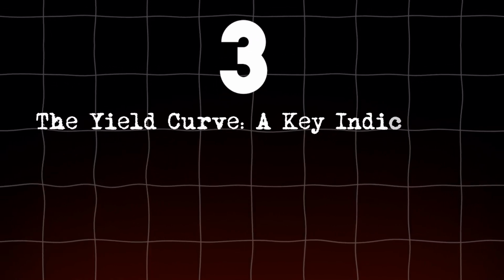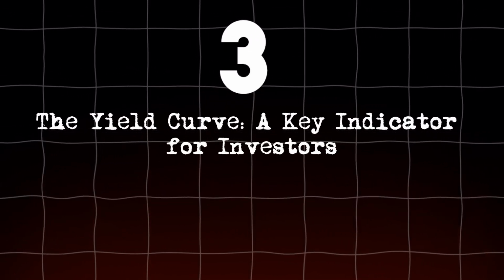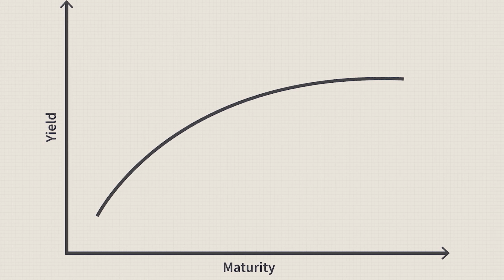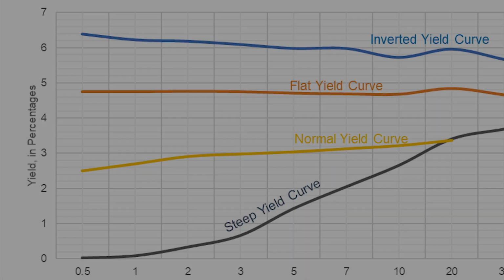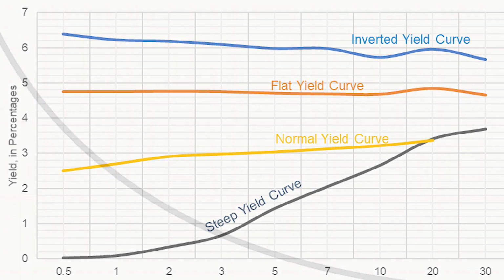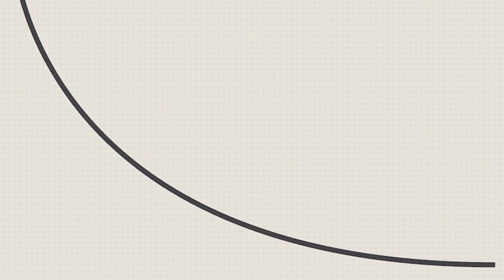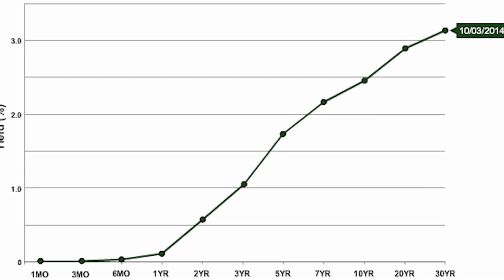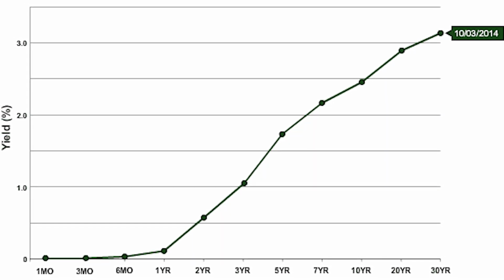3. The yield curve, a key indicator for investors. The yield curve is a central tool that investors use to assess future economic developments. The comparison between the yields of 10-year and 2-year Treasury bonds is particularly important. Under normal circumstances, the yield curve slopes upward, meaning long-term bonds yield higher returns than short-term ones.